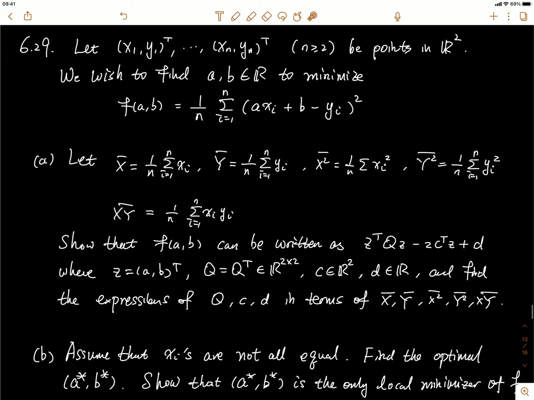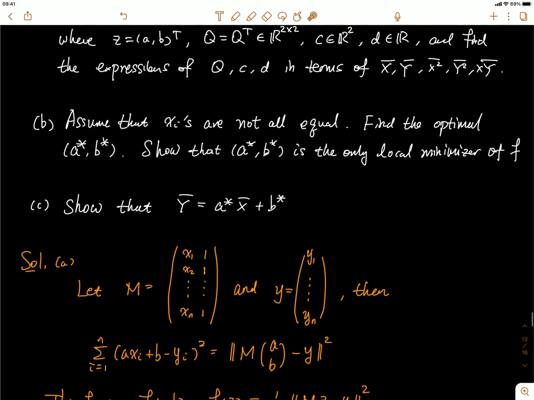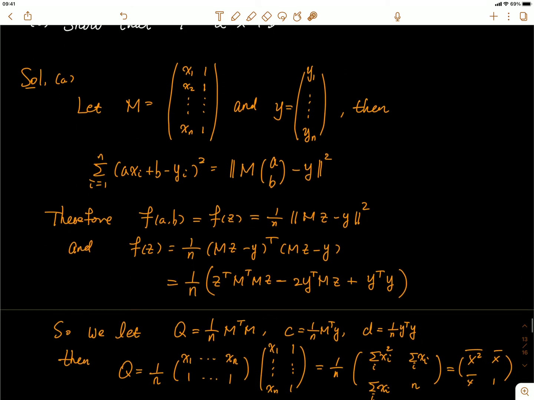So the first question is to find this quadratic form. How do we write this thing here as neatly as this? Okay, so how do we get that? Assuming that Z is a two-dimensional vector with A and B as components. To do that, let me show you this.